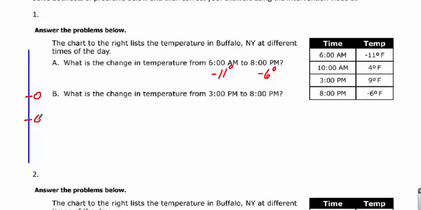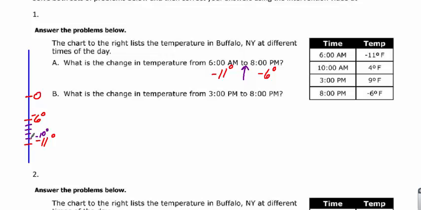Here's 6 degrees below 0, negative 6. Here's 11 degrees below 0. And we can see that if the temperature went from 11 degrees below 0 to 6 degrees below 0, it actually went up. How far did it go up? Well, let's count between 11 and 6. So there's negative 6, negative 7, negative 8, negative 9, negative 10. Let's just mark the negative 10 right there.